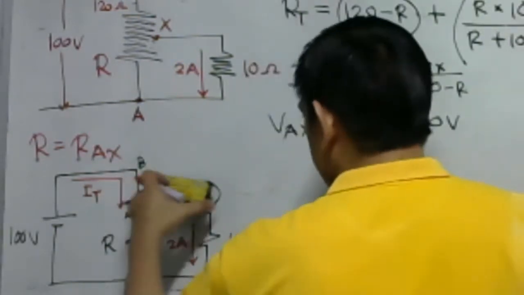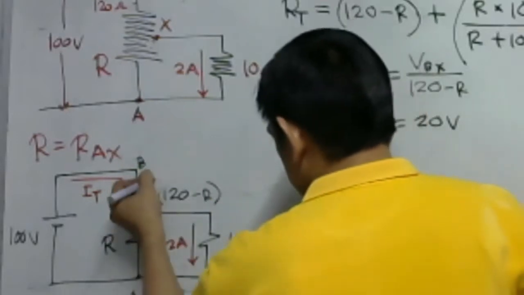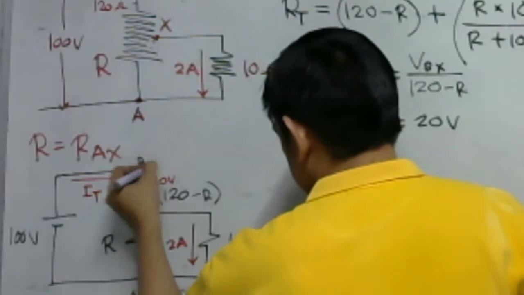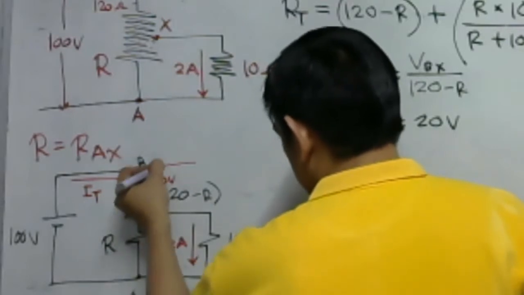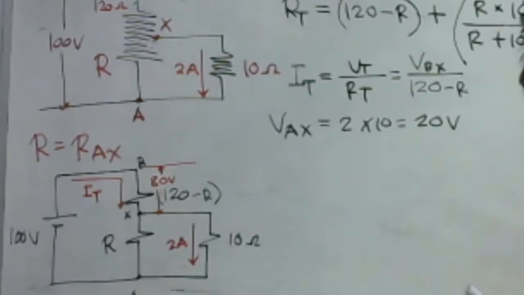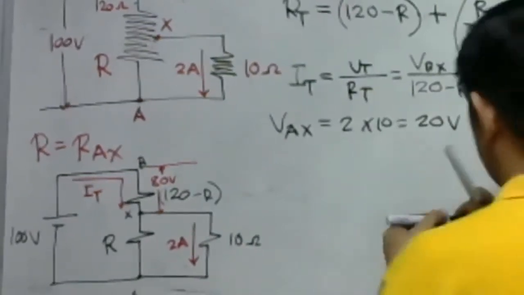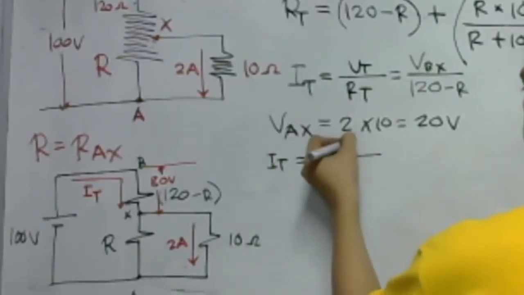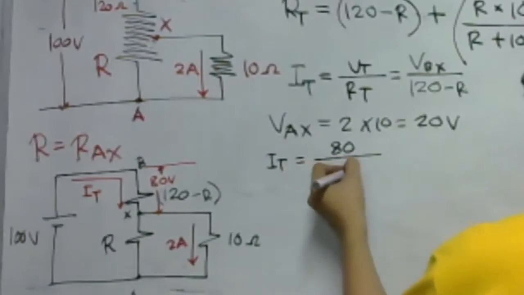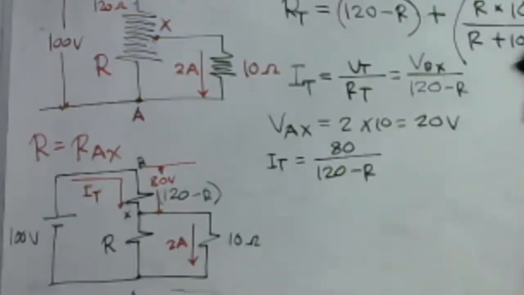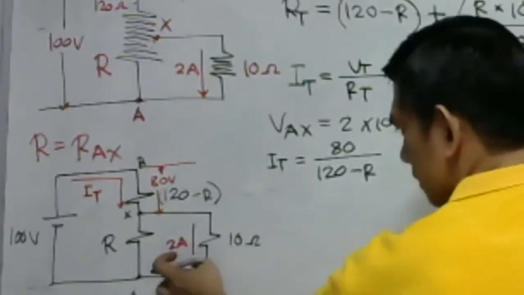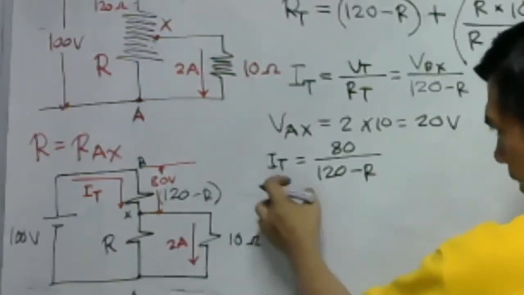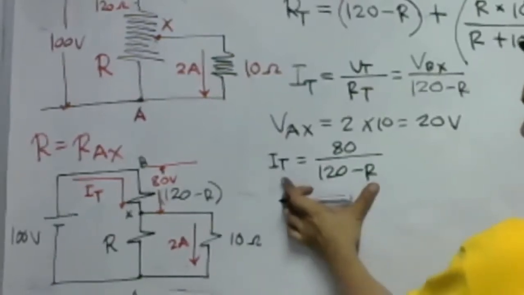80 volts na lang yung voltage drop dito sa Bx. That is 80 volts. So therefore, our I total will be 80 volts over 120 minus R, isn't it? That is our I total. Then, how to get our I total and R? There should be two equations.